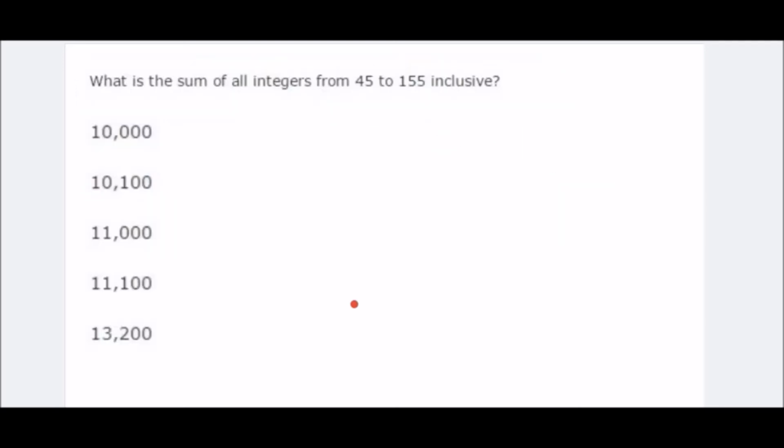So our next question is, we have to find out what is the sum of all integers from 45 to 55 inclusive. We have to find out the total sum. So here we will use the arithmetic sequence formula. See here, 45, we have to find out the sum of all integers, right? 45, 46, 47 to 155. The sum of arithmetic sequence is n by 2 bracket first term plus last term.